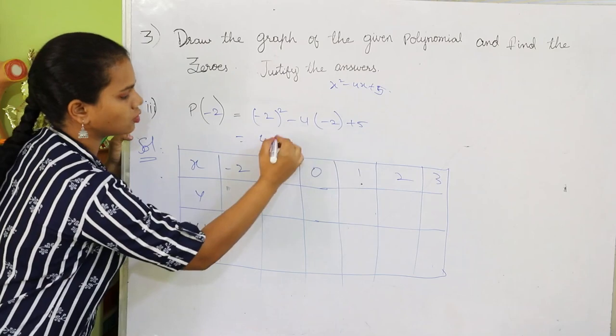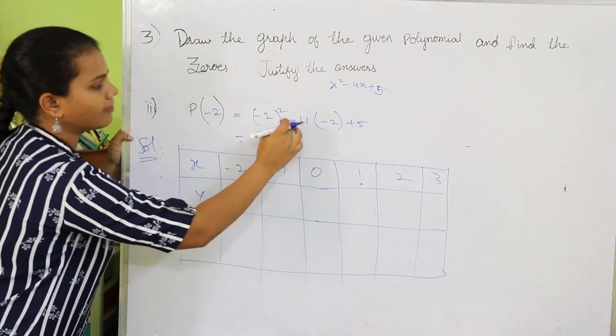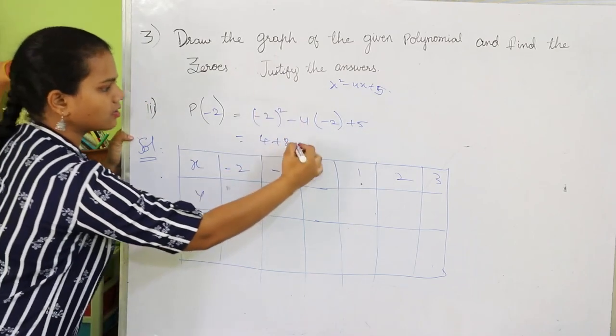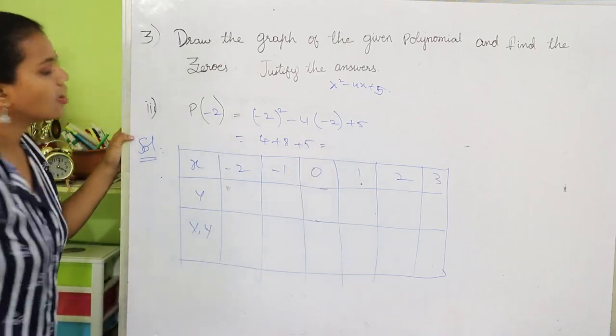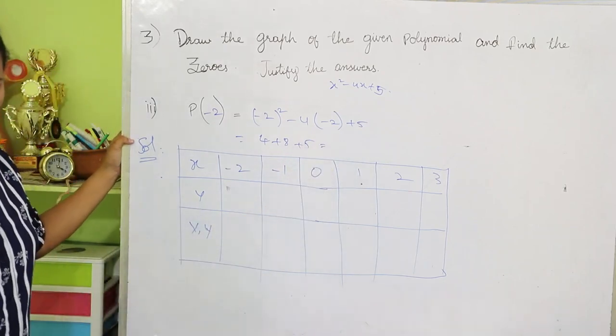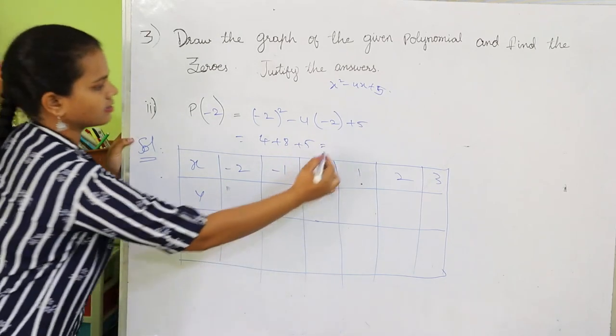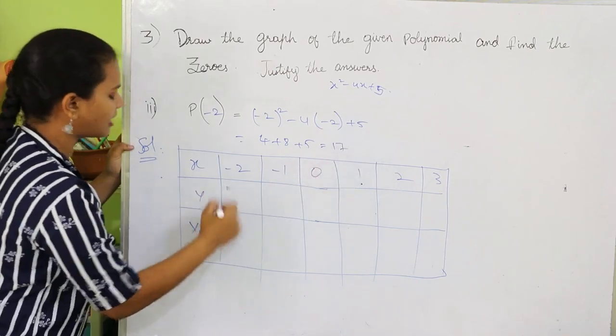-4 into -2 plus 8 means minus into minus plus, so 4 into 2 is 8. Okay, plus 5. Then what happens here? 4 plus 8 plus 5. 4, 8, 5 is 17. Okay, so therefore the y value.